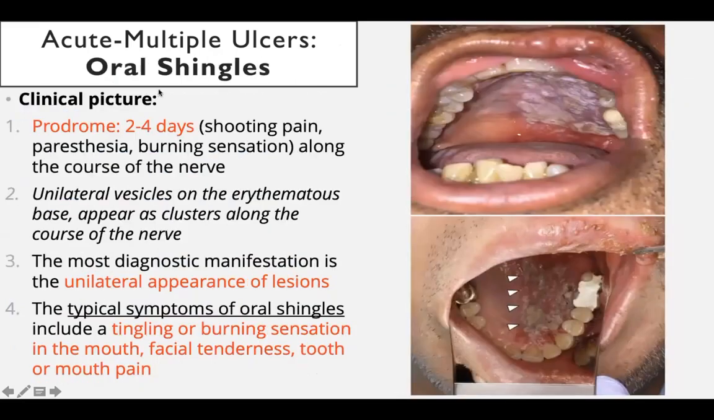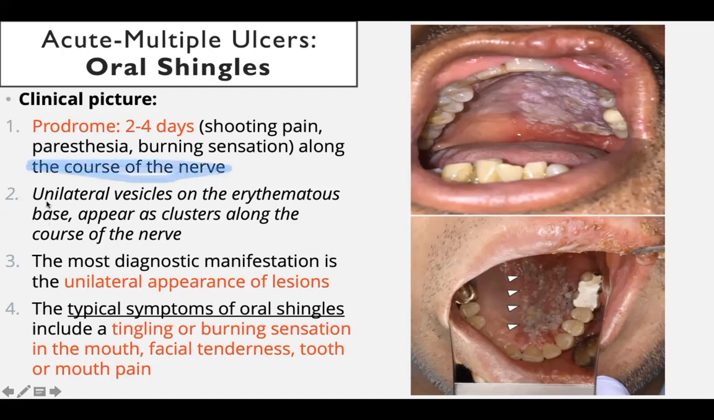And next we had a second manifestation of varicella zoster virus, which was oral shingles. In oral shingles, the clinical picture was that the prodrome was also 2 to 4 days, with shooting pain, paresthesia, and burning sensation along the course of the nerve. So here we said along the course of the nerve was important.